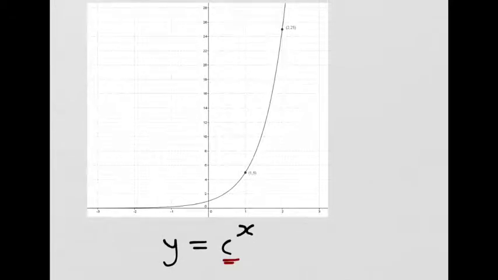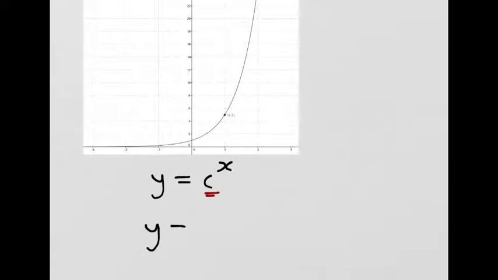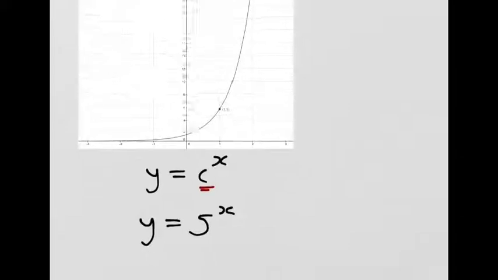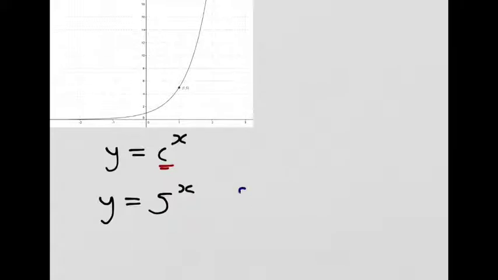C is going to be 5. Okay, so let's go with Joe's suggestion here. C is 5. Let's see if that makes sense in terms of our points. If c was 5, this first point, (1, 5), would mean I put in 1 for x, and I should get 5 for y. So let's see if that happens. Put in 1 for x, that'll be 5 to the 1 equals y. What does 5 to the 1 equal? 5, okay, good. So that point works, (1, 5) works in that equation.